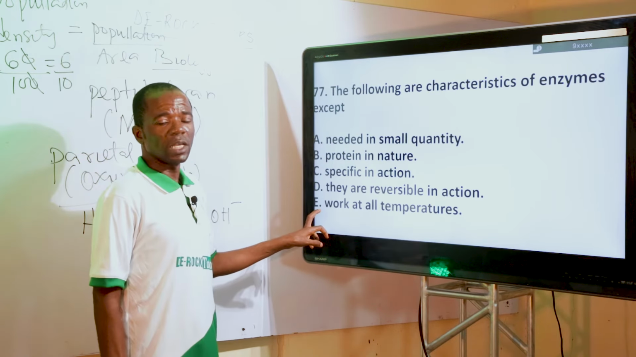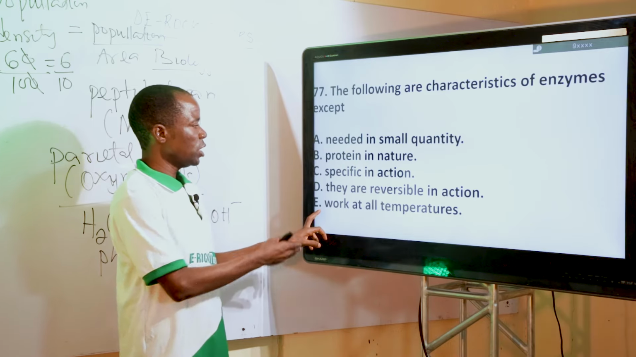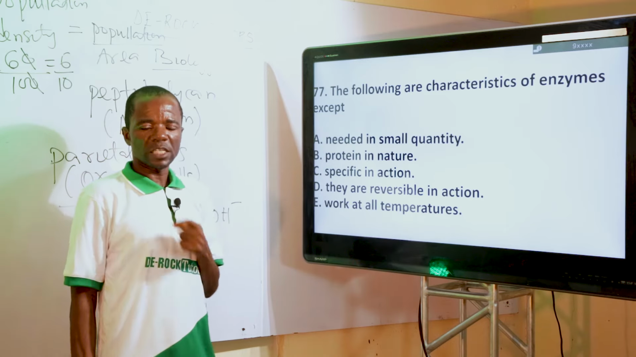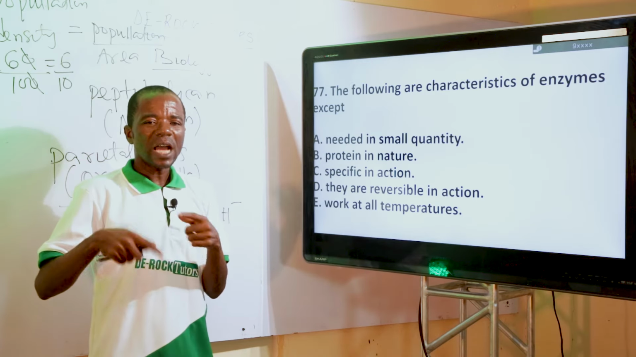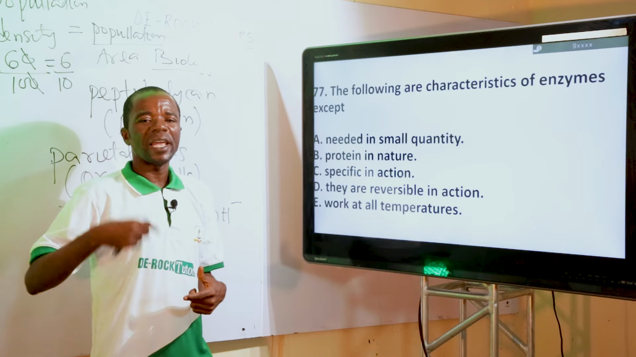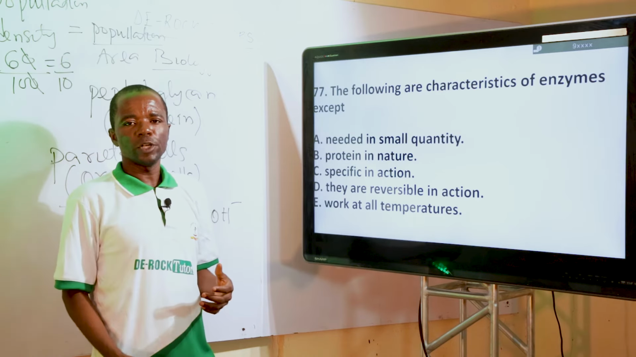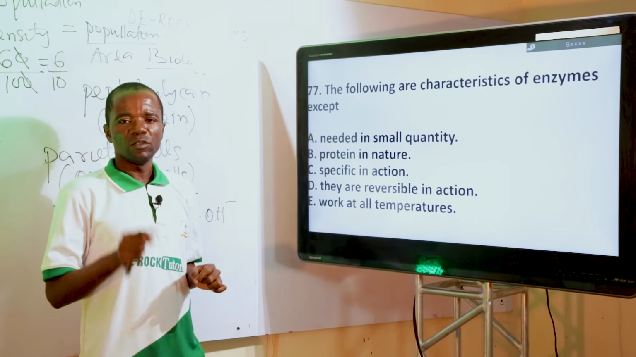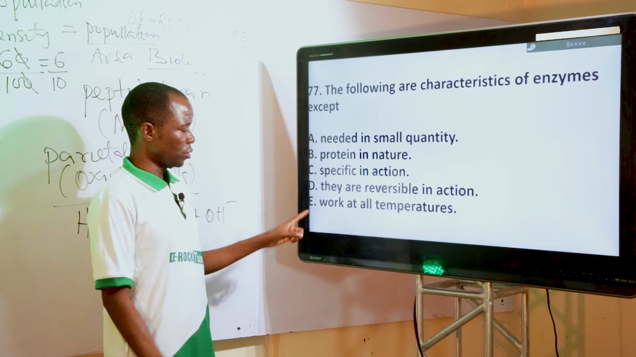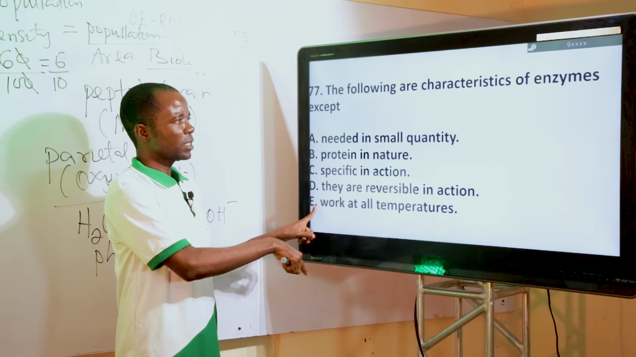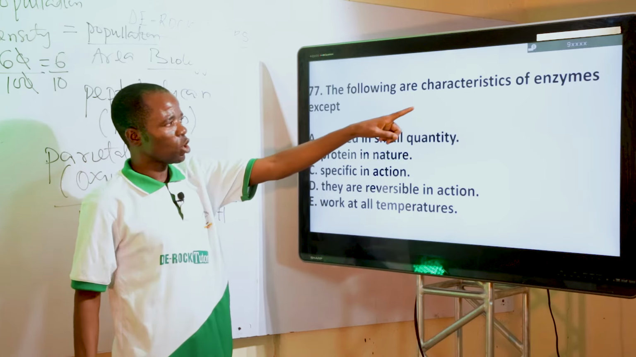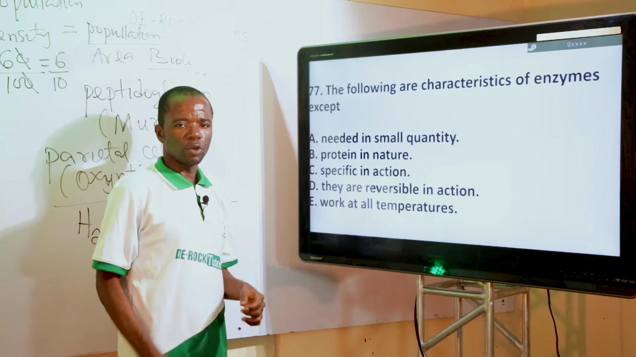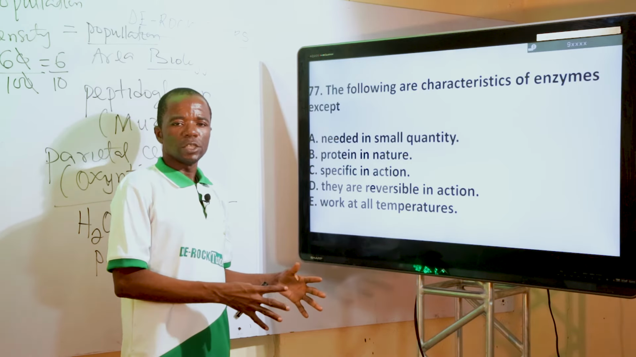The one that is not a characteristic of an enzyme is they work at all temperatures. Enzymes don't work at all temperatures. As a matter of fact, like I said, enzymes are actually denatured or destroyed by excessive or too much temperature. As a matter of fact, the optimal temperature for enzymatic action is between 35 to 37 degrees Celsius. So the correct answer, out of these characteristics, the one that isn't a characteristic of an enzyme is work at all temperatures. Enzymes don't work at all temperatures. They work at a certain range of temperature.